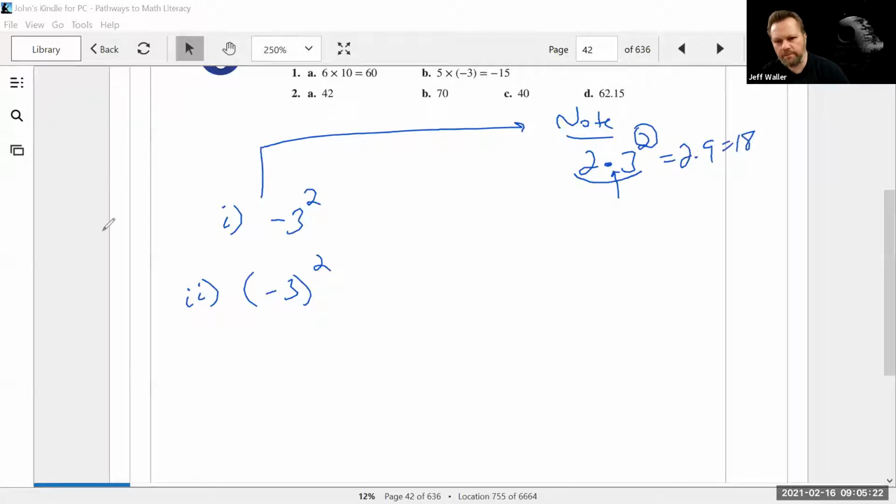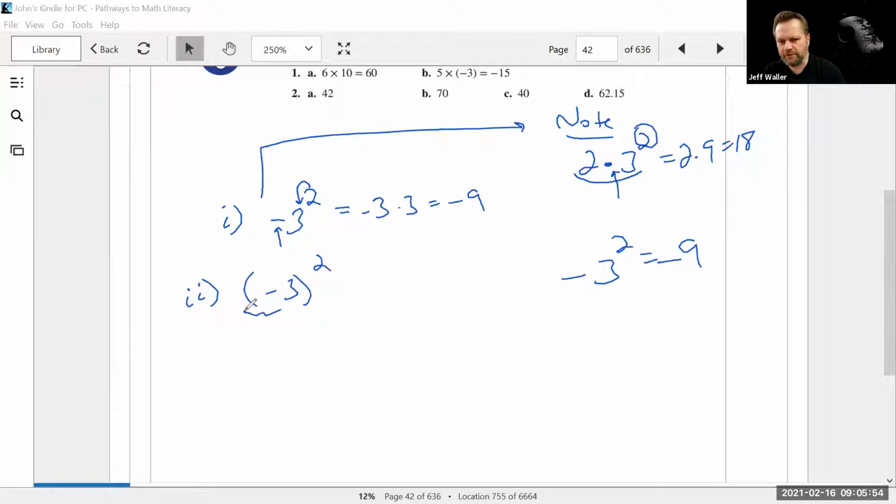So look at what number 1 says here. The negative is just like the 2. It is negative times 3 squared. So I don't have 2 negatives, I have 2 3s. If I wanted to write this, it's a negative sitting in front of 2 3s. So what is that answer? Negative 9. That makes sense. 3 squared is 9, so negative 3 squared is negative 9. Easy.